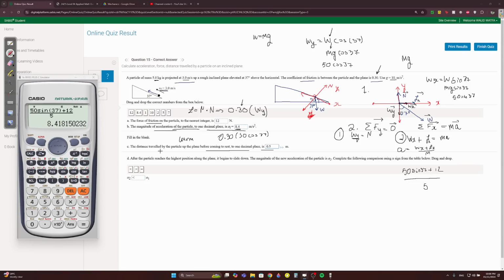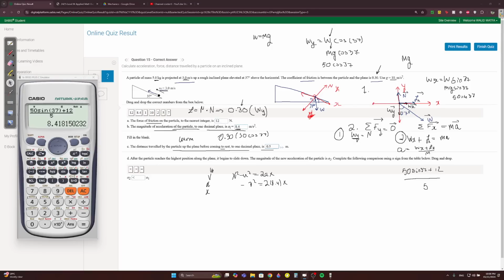8.4. The distance traveled by the particle up the plane before coming to rest is how much? It's UARM because we have initial velocity, final velocity, and the acceleration, and we want to find the distance x. What do we use? V squared minus u squared equals 2ax. You're going to get v squared 0 because it's at rest, minus u squared, so minus 3 squared equals 2 times 8.4 times x.